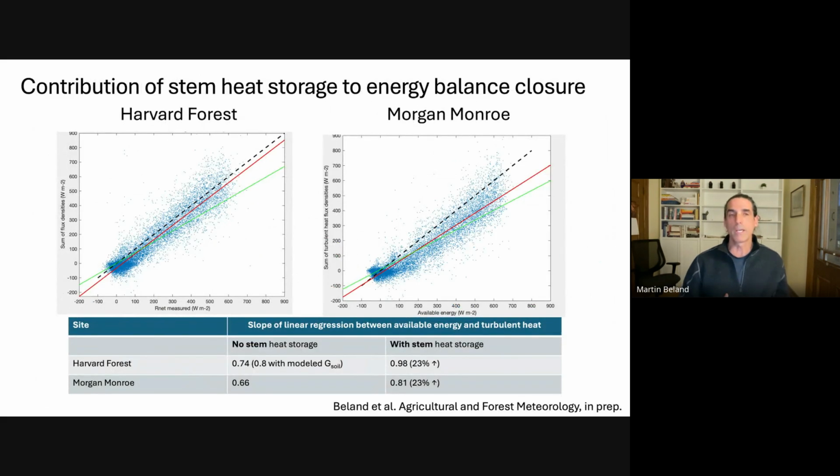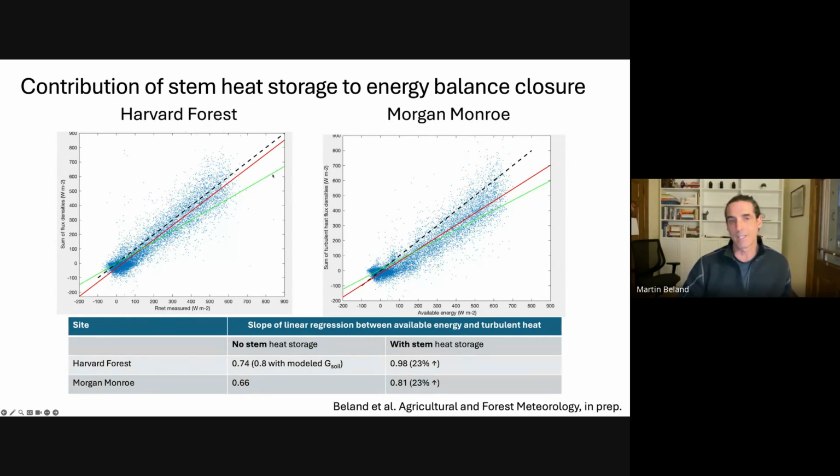So when we're looking at the CanVeg model outputs at these two sites, we've got, again, Harvard Forest and then Morgan Monroe on the right. And then we're looking at the slope of the relationship between the sum of the heat fluxes and the available energy, so the net radiation.